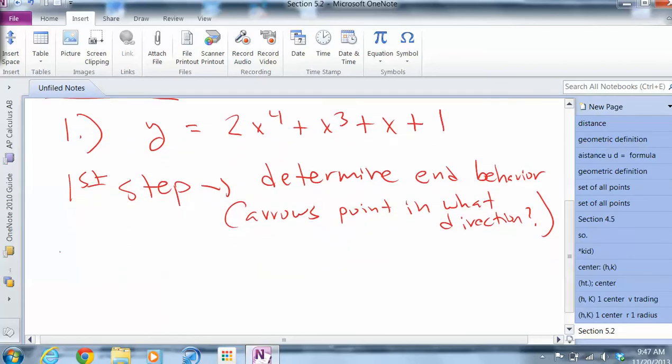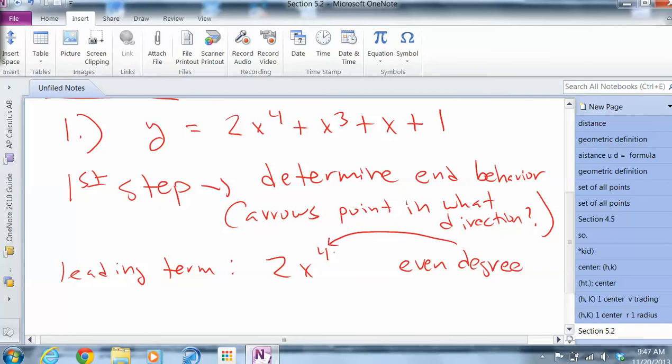So we look at the leading term, which is going to be 2x to the 4 power. We notice that we have an even degree, this right here being called the degree, right? And we have a positive coefficient, this right here being the coefficient.